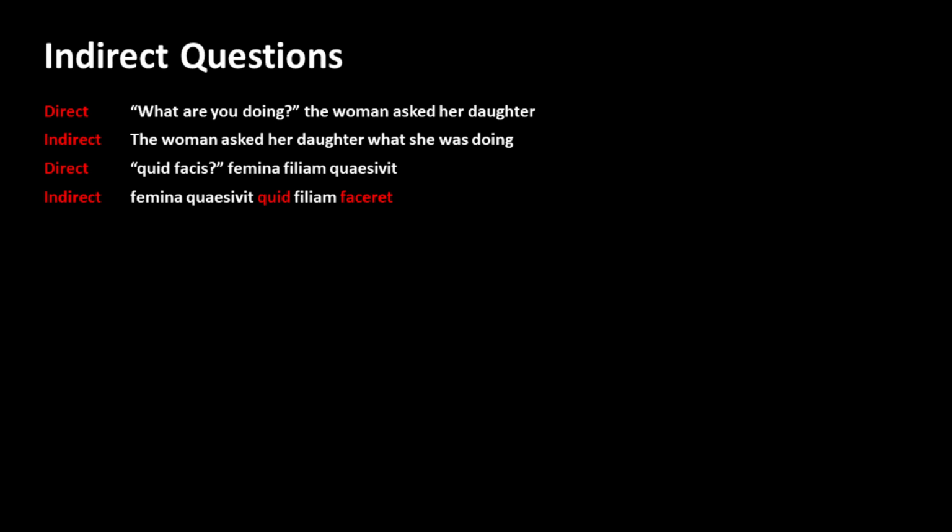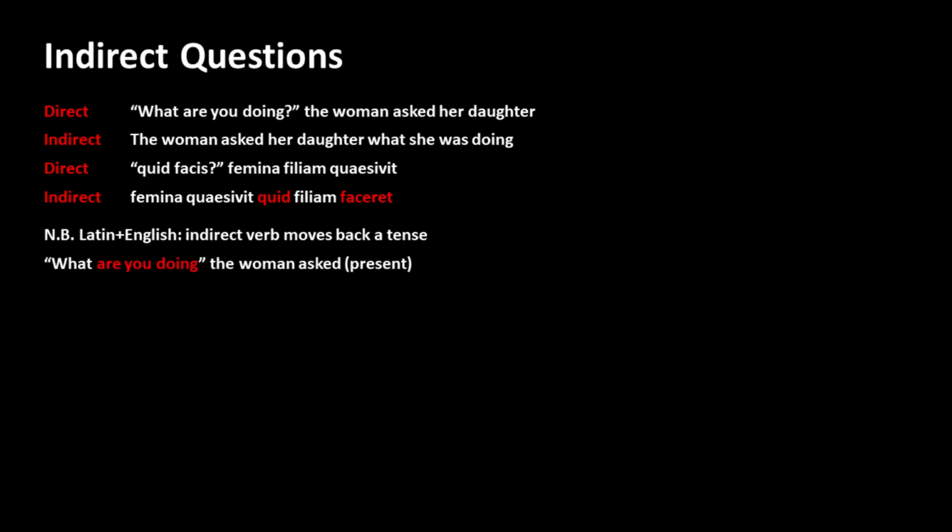For the moment, I will merely mention that in both English and Latin indirect versions of the question, the indirect verb moves back a tense. Let me explain. "What are you doing?" the woman asked. That's the present, isn't it? What are you doing? "Quid facis, quaesivit femina?" Again, a present tense for what is being asked about. Once you move to the indirect version of that question, notice how the verb goes back one tense, from the present to the imperfect. "What are you doing?" the woman asked. The woman asked what she was doing. It's the same in Latin.